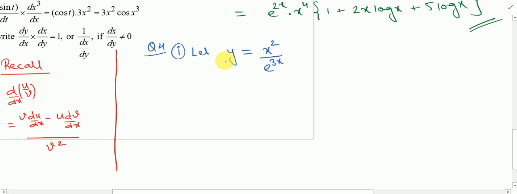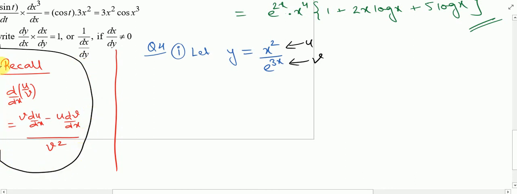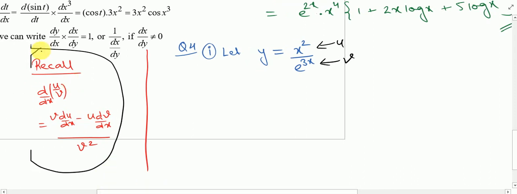So question number 4.1, here the question is y is equal to x square upon e to the power 3x. We have to differentiate this with respect to x. So here this is your u and this is your v. You have to recall this. This is the quotient rule. So using this quotient rule we will differentiate this.